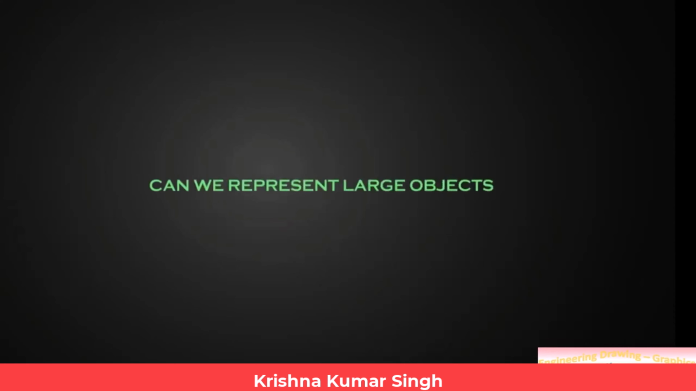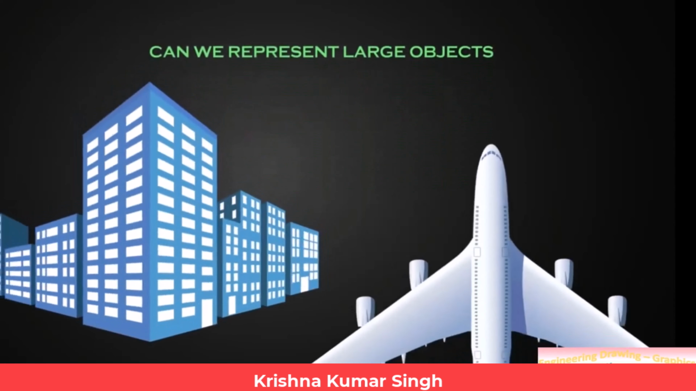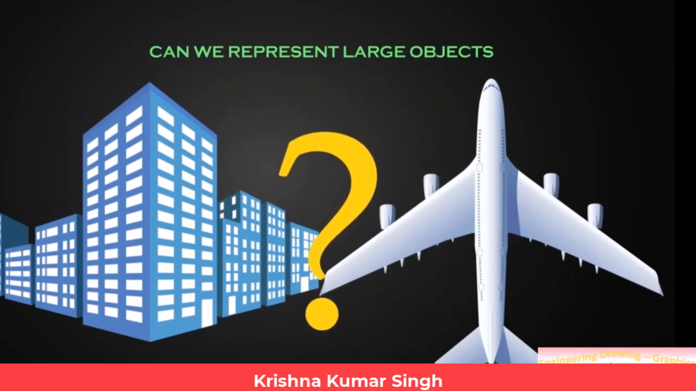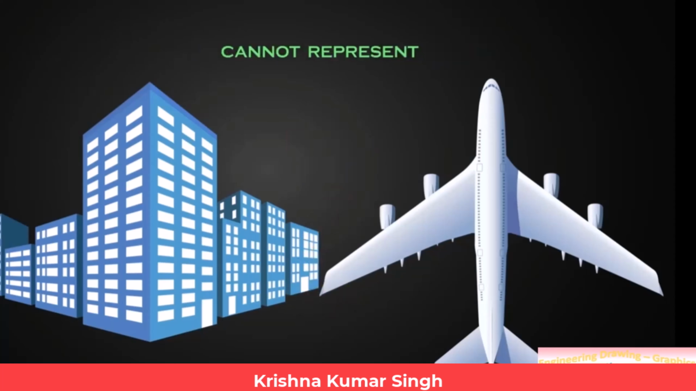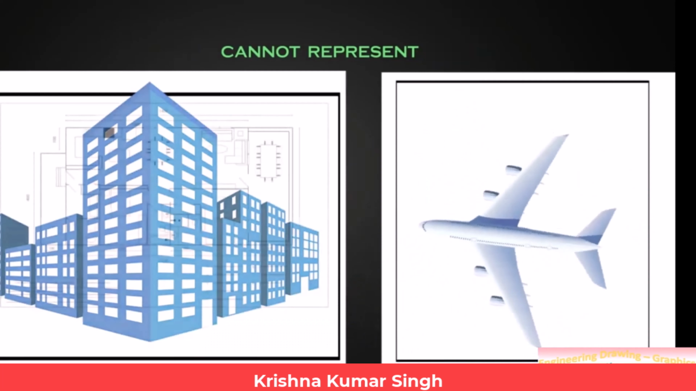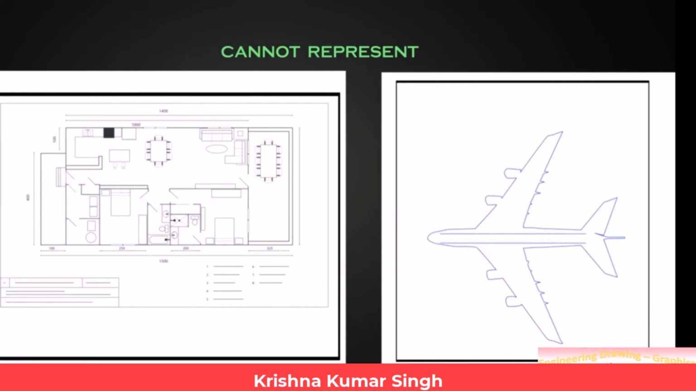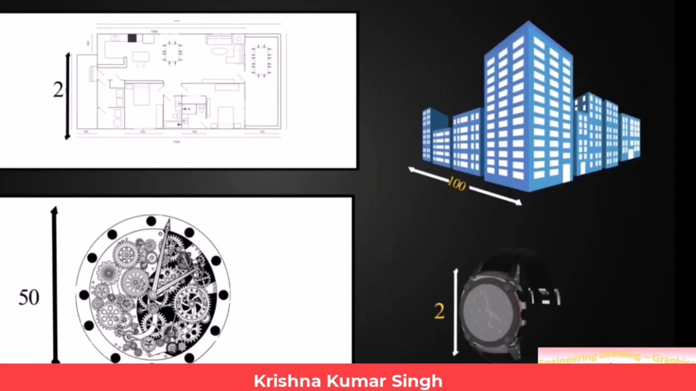Can we represent large objects like a building, an aeroplane, with actual size? The answer is no, right? We can't represent large objects on paper with their actual sizes. We need to reduce the actual size to represent them on paper. So, while drawing objects on a paper, there is a need to reduce or enlarge the actual size.